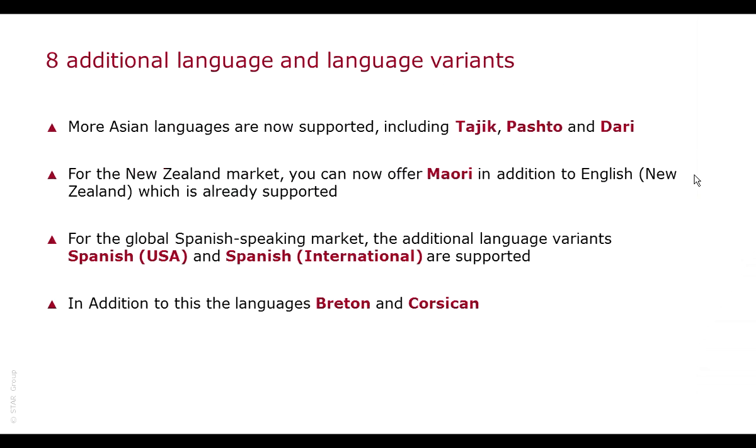First, we have 8 additional languages and language variants to the already 200 languages we support. So it is more Asian languages, Tajik, Pashto and Dari, and for the New Zealand market you can now offer Maori in addition to English for New Zealand. For the global Spanish-speaking market, we have the additional language variant Spanish for the US and Spanish International. And in addition to this, we have the languages Breton and Corsican.